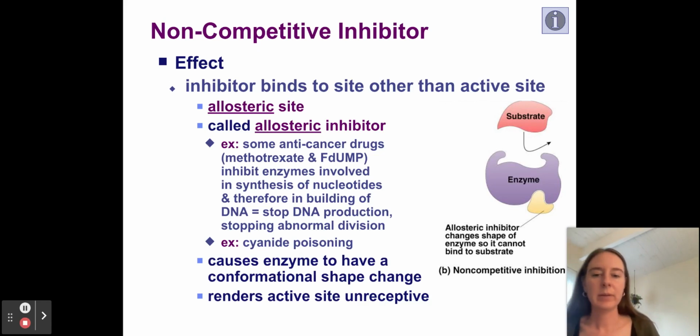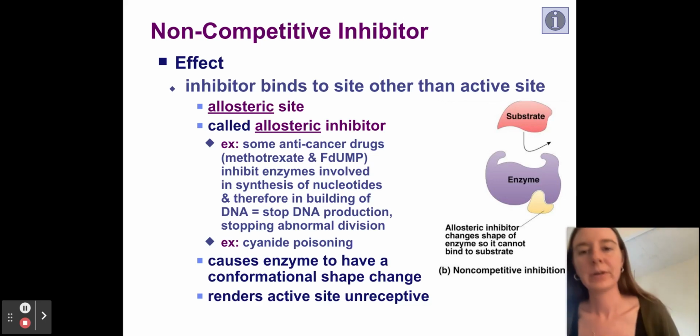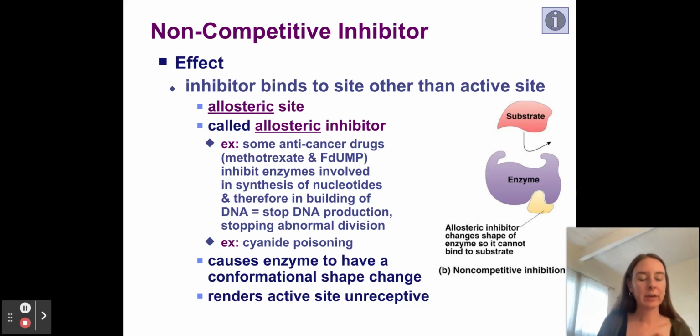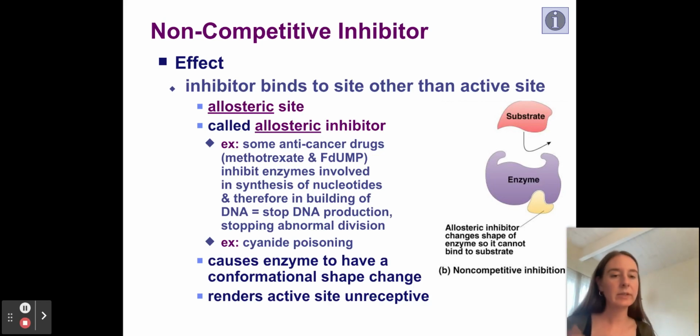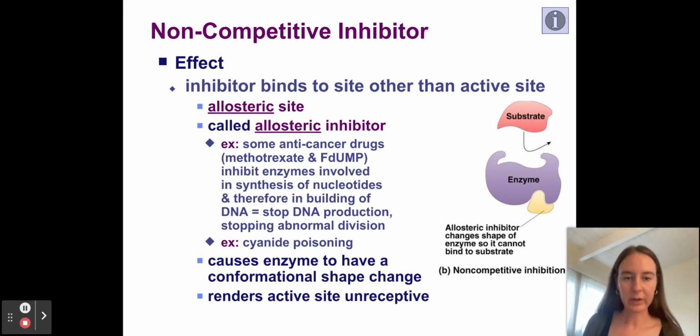Another example of non-competitive inhibitors is cyanide poisoning. Cyanide is a poison that binds to the enzymes that are involved in cellular respiration. In our next couple of units, we're going to talk about cellular respiration. This is the reaction that takes our food and uses enzymes to break it down and create ATP energy for our cells.